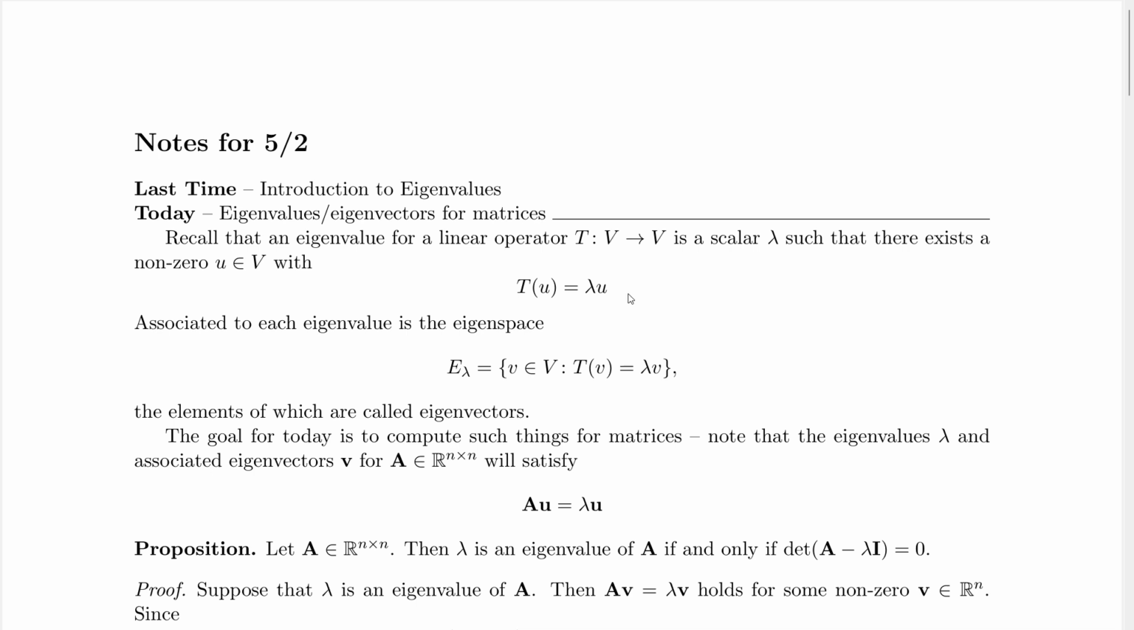linear mapping. And associated to each scalar lambda is the eigenspace, the set of all possible vectors that satisfy the equation, and the elements of these are all called eigenvectors. Now note here that this is in fact a subspace, meaning that 0 is in there, because again, 0 would satisfy this equation, regardless of what lambda is. However, the requirement to be an eigenvector is to ensure a non-zero vector, so that not only is this a subspace, but it is a non-trivial subspace.